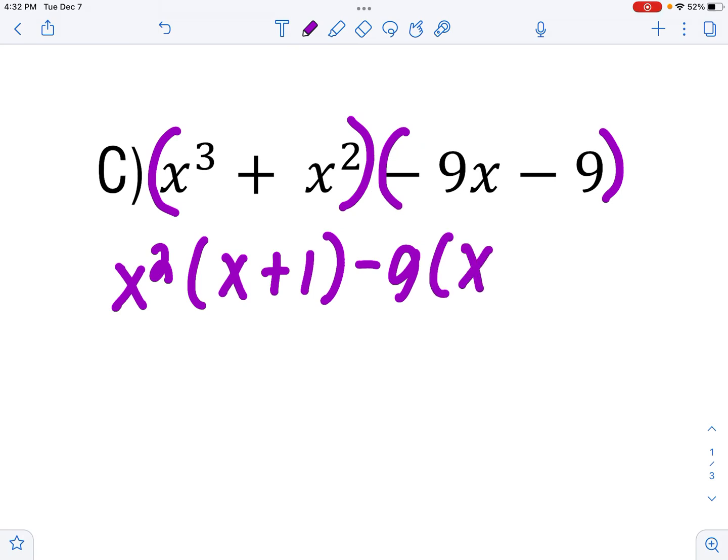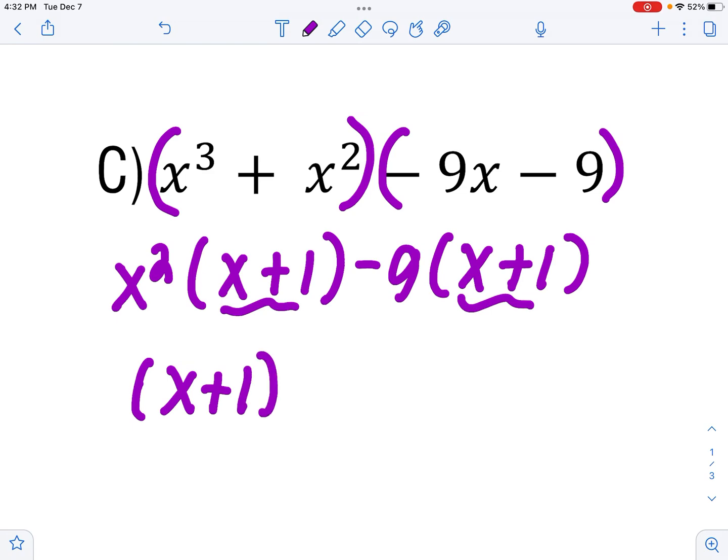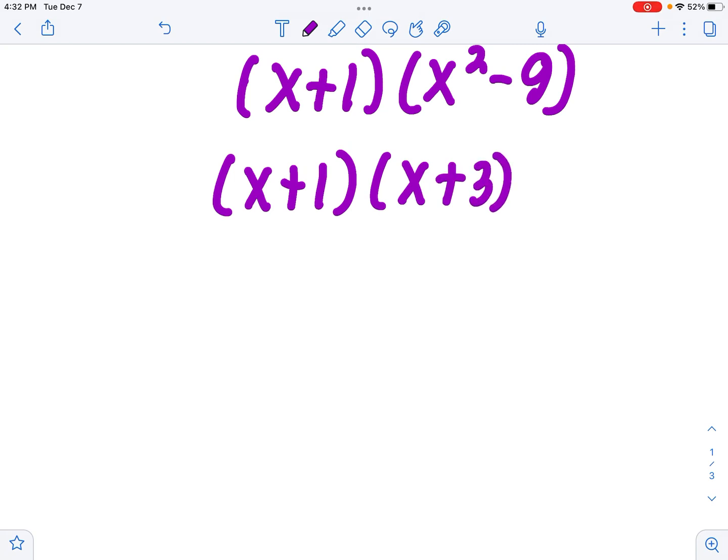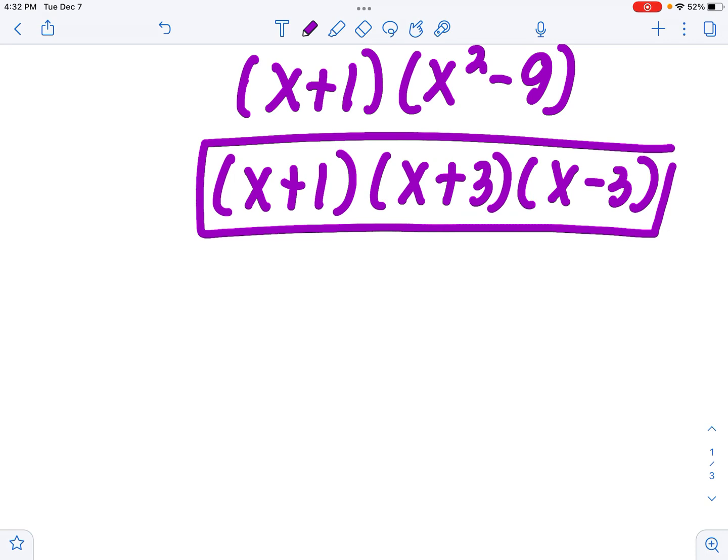All right, so factor out the negative 9, and you have x plus 1. Once again, these two have to match. So if you only factored out a positive 9, they wouldn't match. So I have x plus 1 and an x squared minus 9. Once again, that x squared minus 9 is factorable. It's a difference of squares. So I'm going to factor it to x plus 3, x minus 3. And this is completely factored.